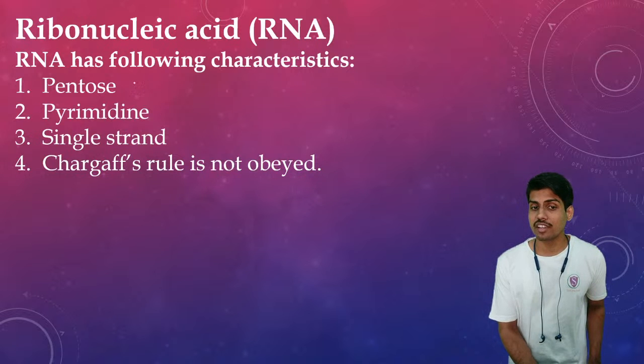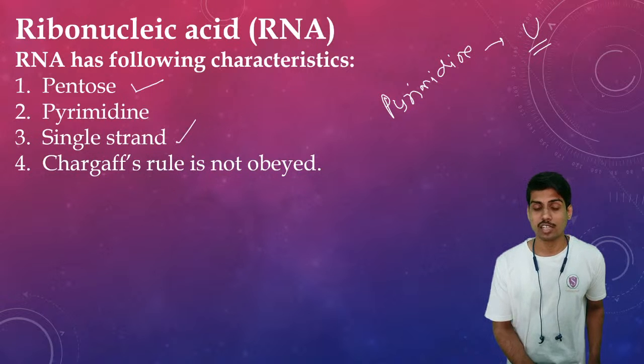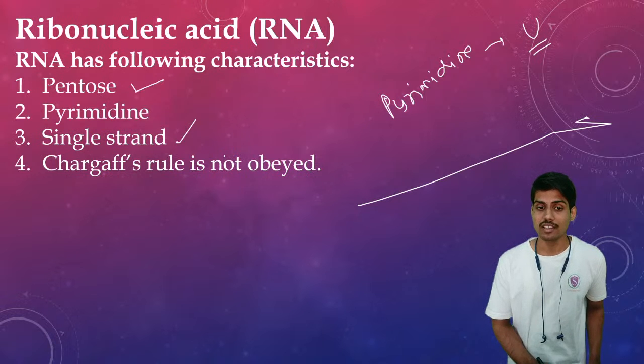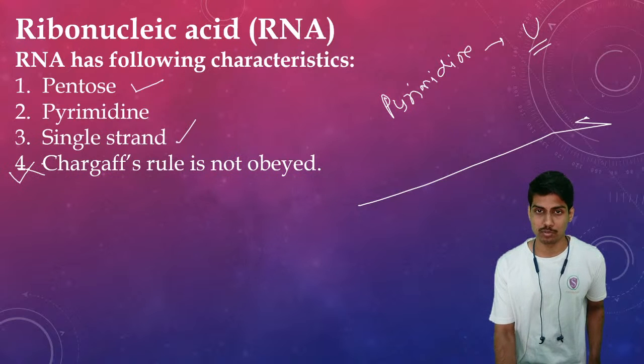So the thing with RNA, this will also have a pentose sugar attached to it, but only, as I have already explained to you, the pyrimidine base, that is the thymine, will be replaced by uracil. It will also be single stranded. It will not be double stranded as that of DNA. And as this is single stranded, it does not follow Chargaff's rule.